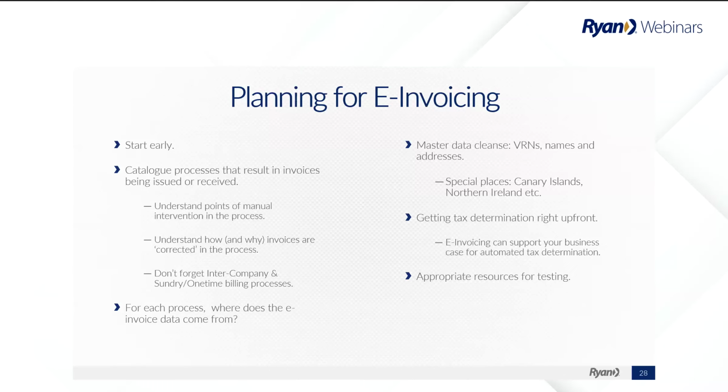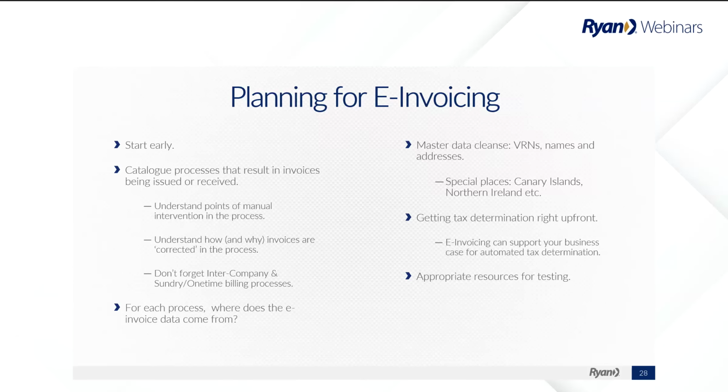Also have to consider our intercompany processes. These don't always follow the same processes as our client-facing invoicing processes or vendor-facing. An extension to that is our good old miscellaneous category, our sundry or our one-time billing processes that are going on. What do we need to do to make sure that we have all of the data elements on those processes as well as all of our normal invoicing processes?